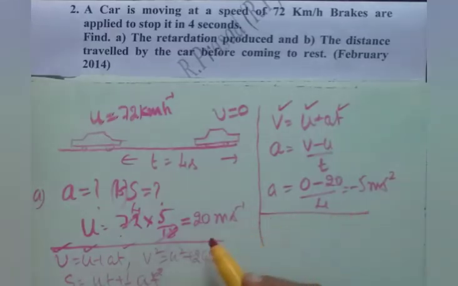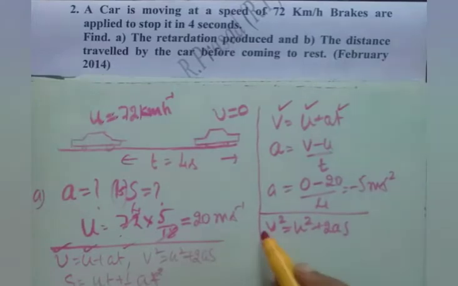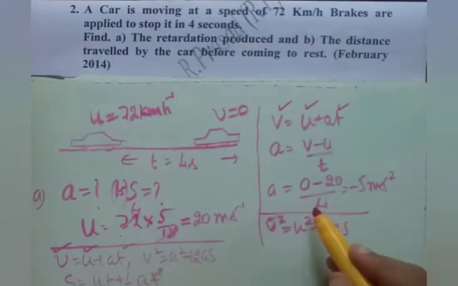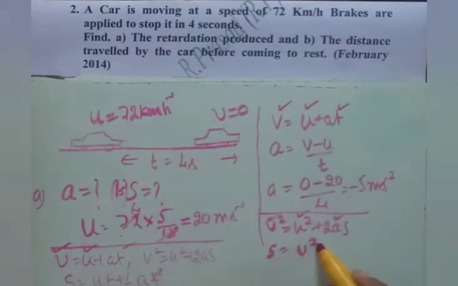I write V square equals U square plus 2AS. V0 we know, U known, A known. So S can be calculated. S is equal to V square minus U square by 2A. Substitute everything. 0 minus U is 20 square, by 2 into A is 5, minus 5.